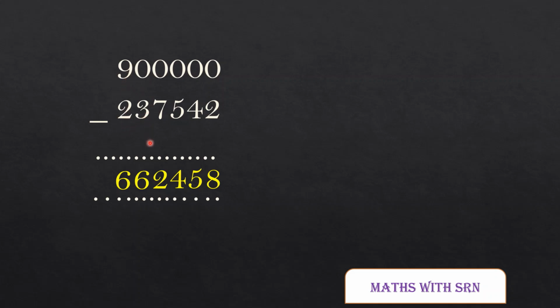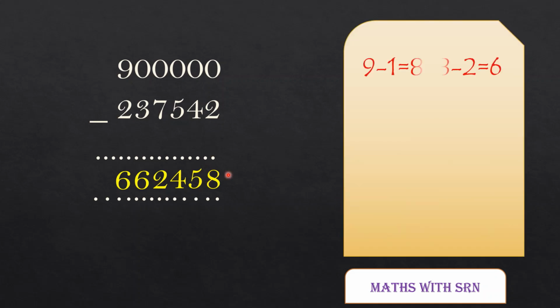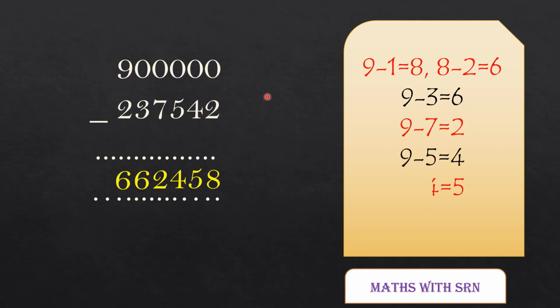Mitra and Paramamitra: 9 is Mitra, 10 is Paramamitra. How much can we add to make it 9? 3 plus 6, 7 plus 2, 5 plus 4, 4 plus 5, and 2 plus 8 makes 10. This is the trick. Just observe the steps. 9 minus 1 is 8, 8 minus 2 is 6. Next, 9 minus 3 is 6, 9 minus 7 is 2, 9 minus 5 is 4, 9 minus 4 is 5, 10 minus 2 is 8.